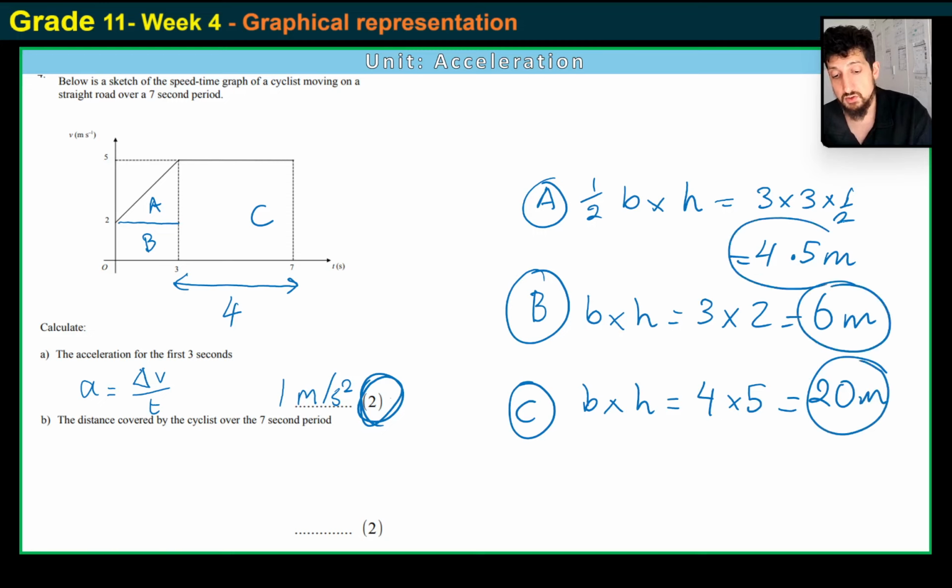1, 2, 3. So the total area is going to be 30.5 meters. That's the distance. The total distance is going to be 30.5 meters.